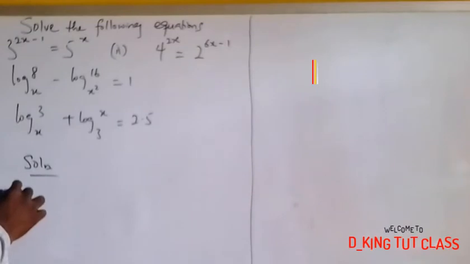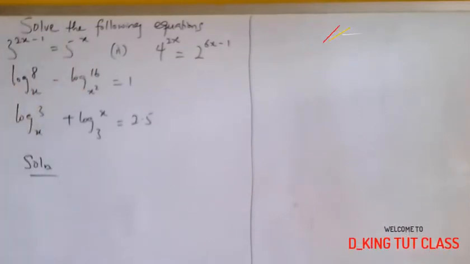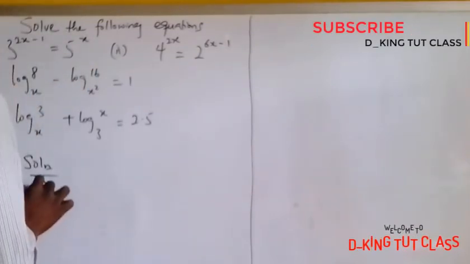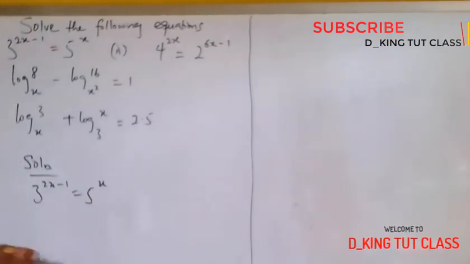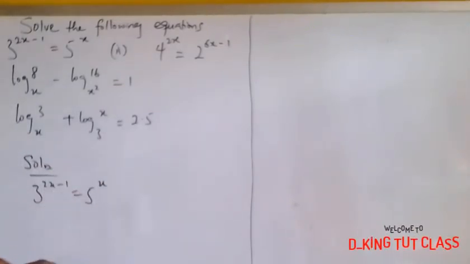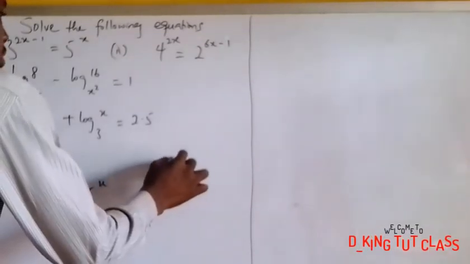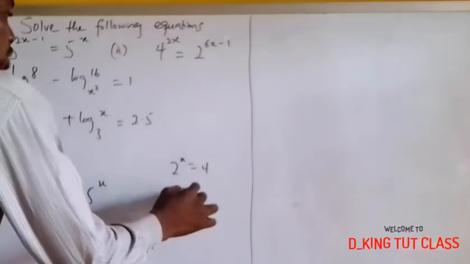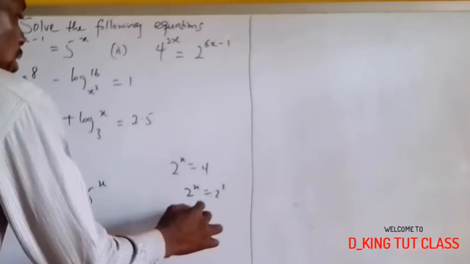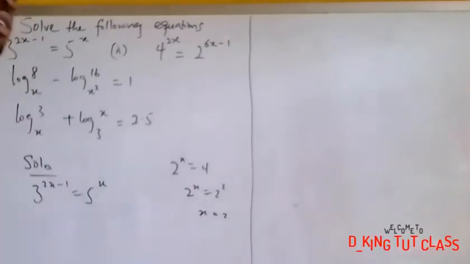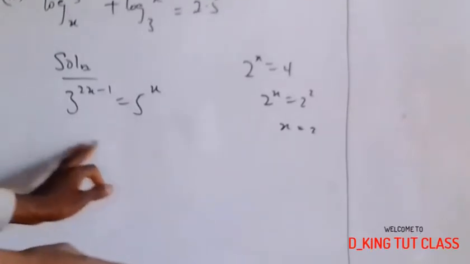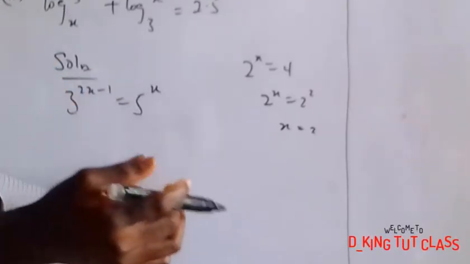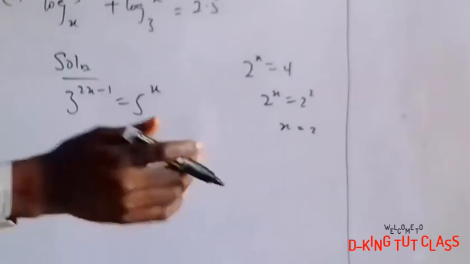To solve this question, we have 3 raised power 2x minus 1 equals 5 raised power x. Now, in indices, if we had something like 2 raised power x equals 4, what's the answer? 2 raised power x equals 2 raised power 2. Therefore, x is 2 in that case. But in this case, they don't have the same base. So, what will I do? The best thing I can do is to introduce logarithm. How will I introduce logarithm?